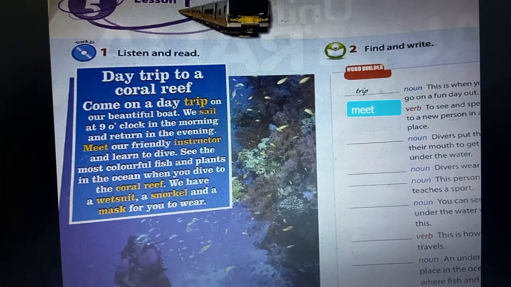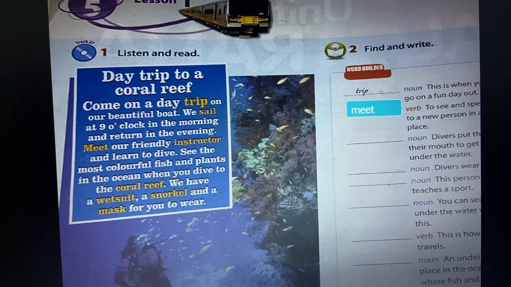When diving under the water or to the coral reef, they offer a wetsuit, a snorkel, and a mask to wear. I'm going to read the text for the last time. Listen carefully and follow my reading. After that, we're going to do exercise number 2.